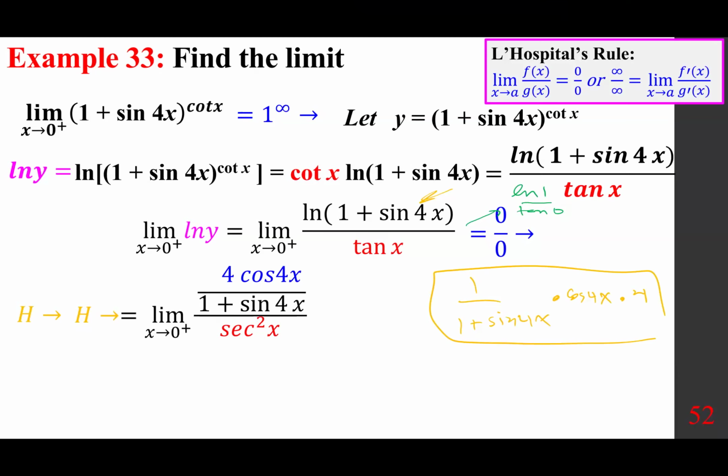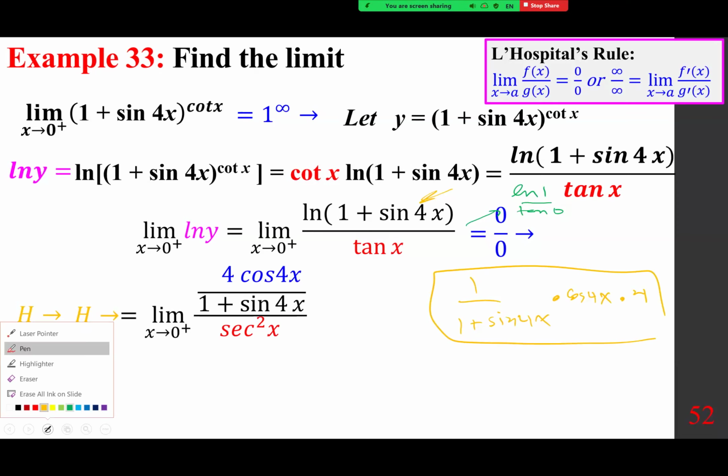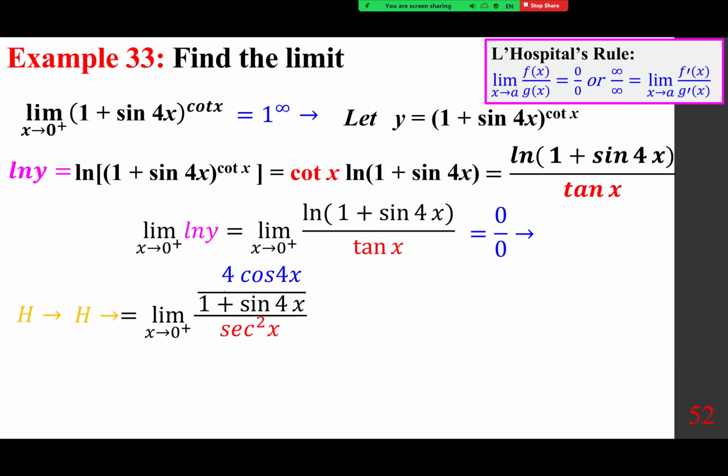And let me erase my work again. So let's plug in 0 for sine, cosine, secant. Let's see what we get. Every x is replaced by 0. 4 times 0 is 0. You know cosine of 0 is 1, so 4 times 1 is 4. You know sine of 0 is 0, so that's 1.